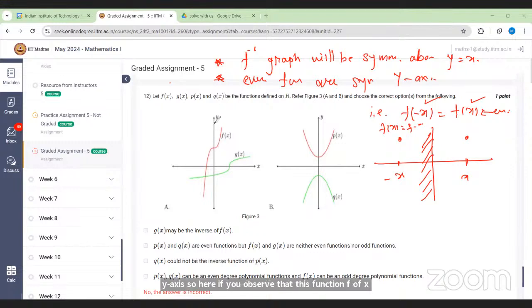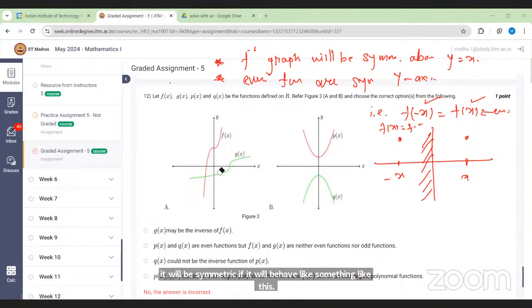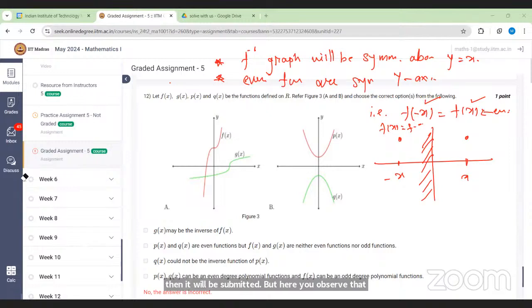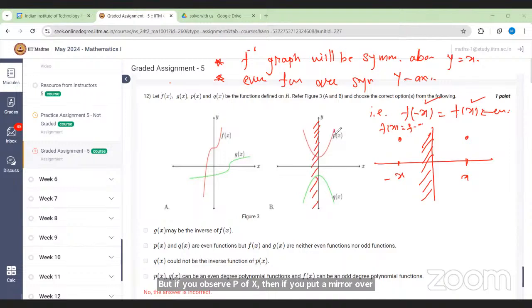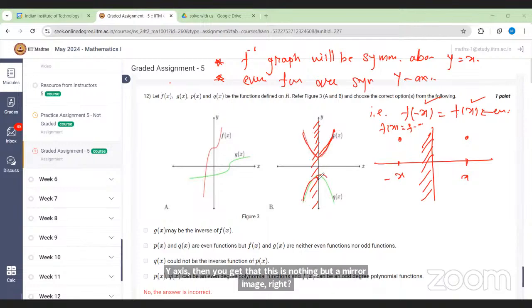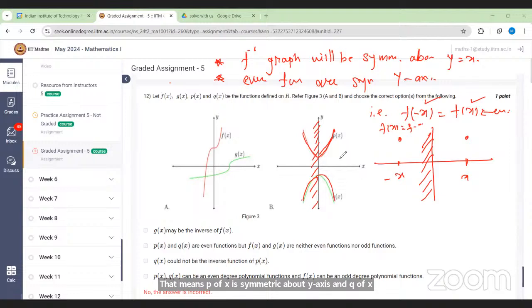because it would be symmetric if it behaved something like this, right? Then it will be symmetric. But here you observe that neither f of x nor g of x is symmetric about the y-axis. But if you observe p of x, then if you put a mirror over the y-axis, you get that this is a mirror image, right? That means p of x is symmetric about the y-axis and q of x is symmetric about the y-axis. So that's why p of x and q of x are even functions, but f of x and g of x are neither even nor odd functions.